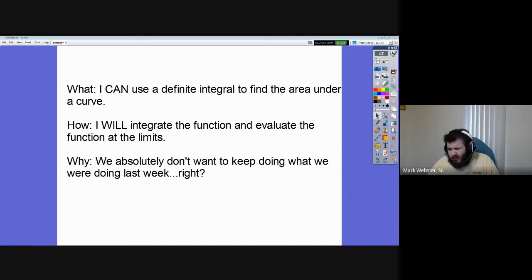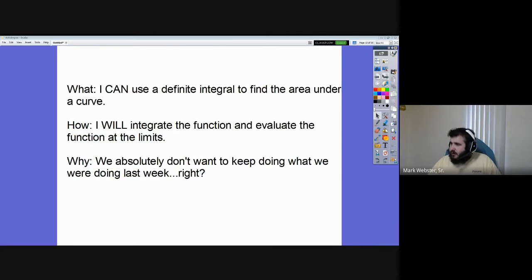So I'm using this word integral. And I don't know if we really formally talked about the word integral, but we have talked about the word antiderivative. Antiderivative is just the opposite of a derivative. Instead of going the one way, we're going backwards, basically, right? So an integral is just another name for an antiderivative.